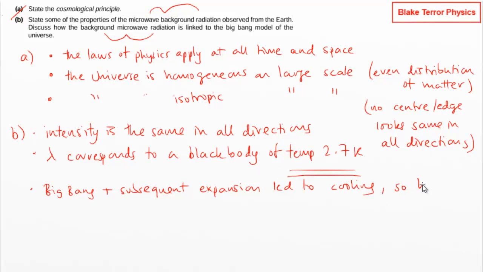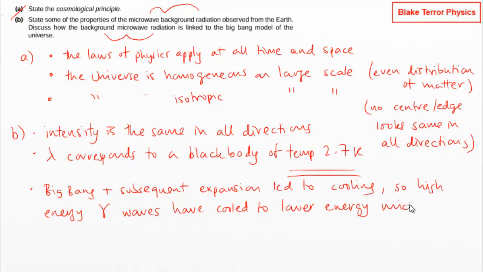And then we can say, so high energy, these would be gamma ray photons. So gamma waves, or gamma photons, whatever you want to describe them as, have cooled to lower energy microwaves. And that is what is so important about the 2.7 Kelvin. So lower energy microwaves over the lifetime of the universe. So yeah, that is linking two of these features of the microwave background radiation with the Big Bang model of the universe.